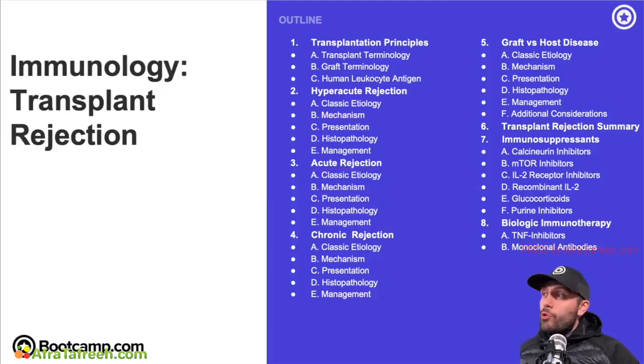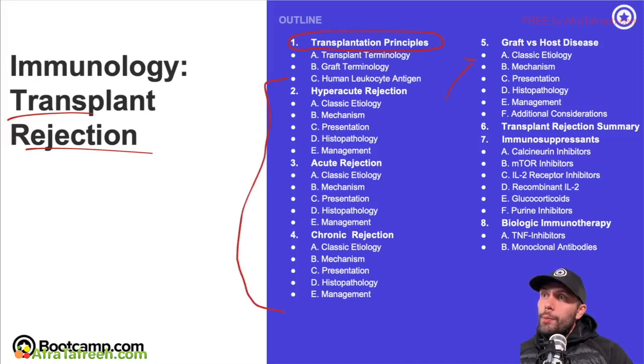In this video, we're going to talk about transplant rejection, and this is a pretty big video. A lot of topics integrated here, so we'll talk with just some basic principles of transplantations to start. We'll go through the different types of transplantations, talk a little bit about graft versus host disease, and then we'll recap this all kind of like we've been doing with some of the last chapters. And finally, we'll talk a little bit about some of the immunosuppressants that can be particularly high yield, as well as some of the biologic immunotherapy.